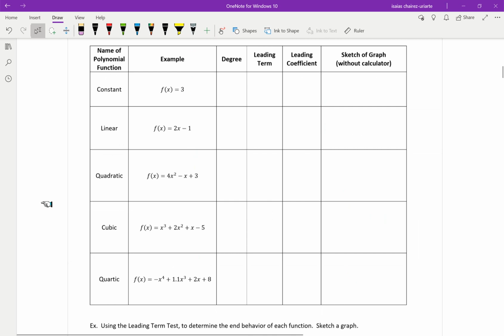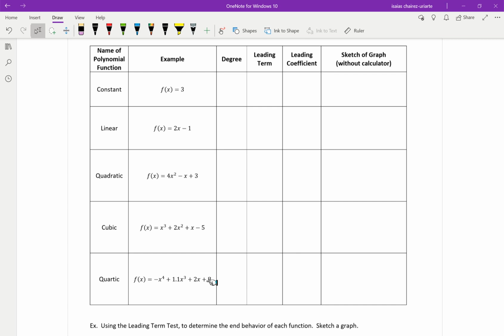Let's determine some things about some polynomials. So we have a lot of examples here of polynomials. I have 5 polynomials. This is a polynomial, that's a polynomial, this is a polynomial, this is a polynomial, that's a polynomial. And they're going to ask me to determine some things about these polynomials.